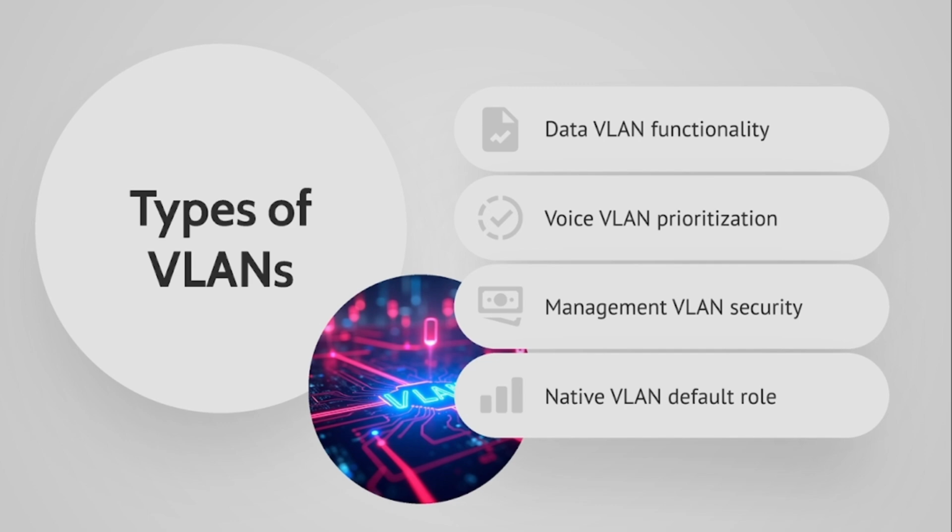Another is the voice VLAN. Voice VLAN prioritization means that voice is given the most priority, and voice VLAN means where you connect the VoIP supported devices, or voice over internet protocol devices. Management VLAN security: management VLAN means you have one native VLAN, that is VLAN 1, that we call the management VLAN, that is already there in the switch environment. So you cannot create the management VLAN. And native VLAN default role, I've already told you that native VLAN is a VLAN which carries the untagged data traffic.